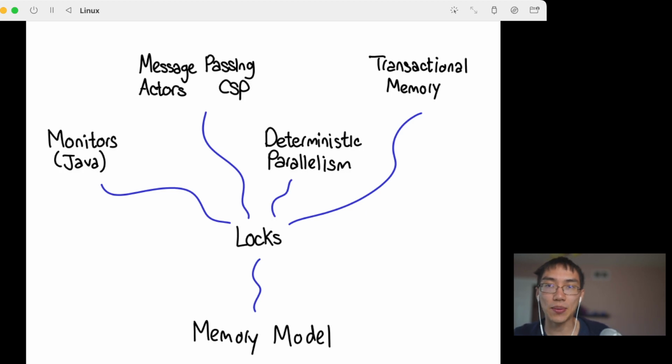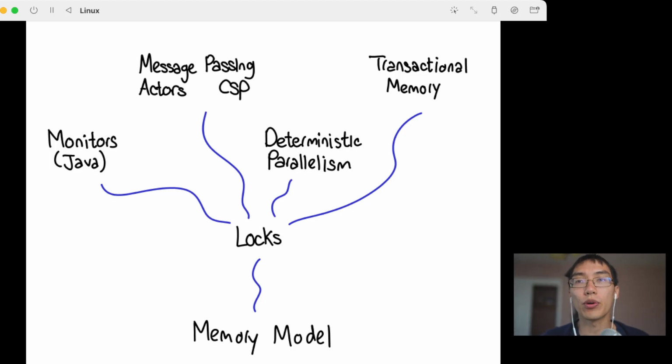And then finally, on top of that, we have what I'd call high-level concurrency abstractions. Some of these are not very much different from locking. For example, in Java, concurrency centers around these things called monitors and synchronized blocks. And honestly, they're just a little bit higher level than locks.